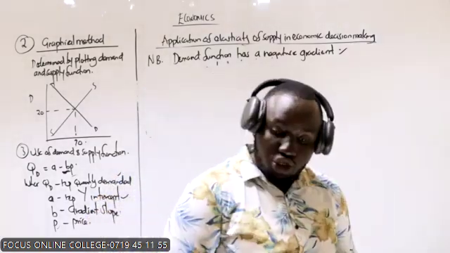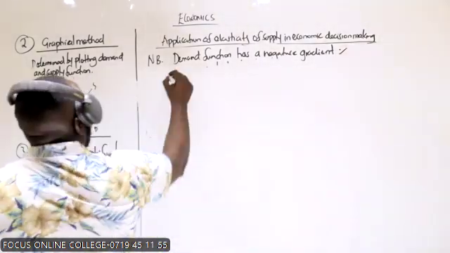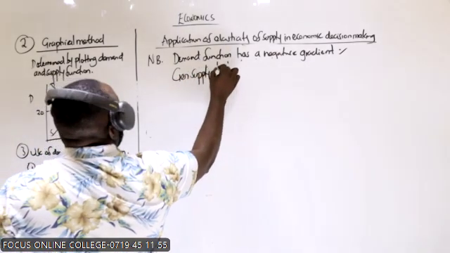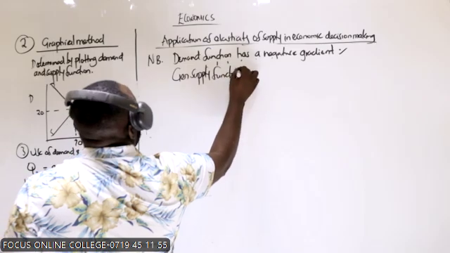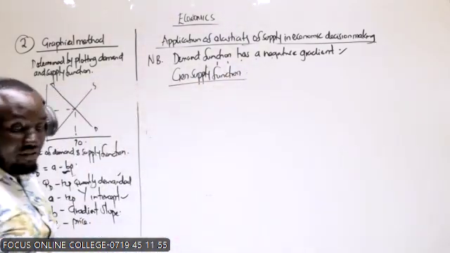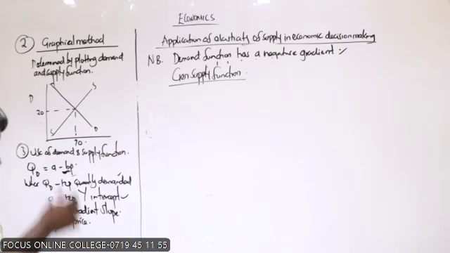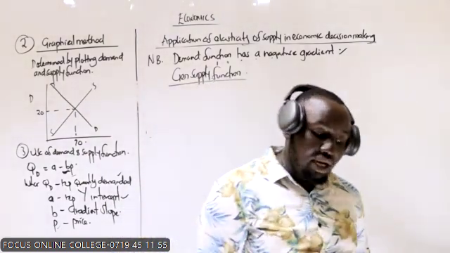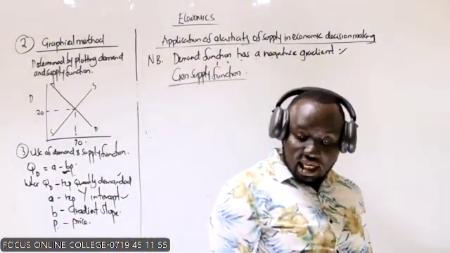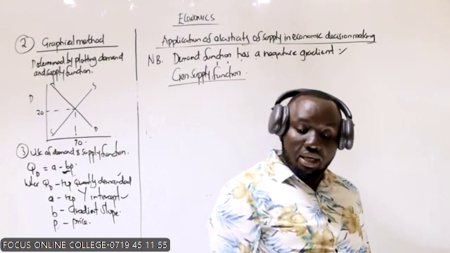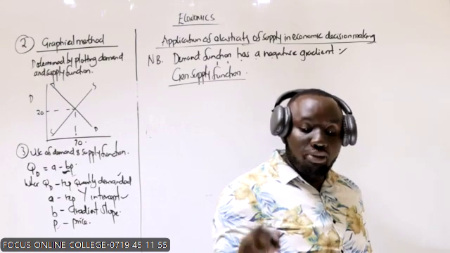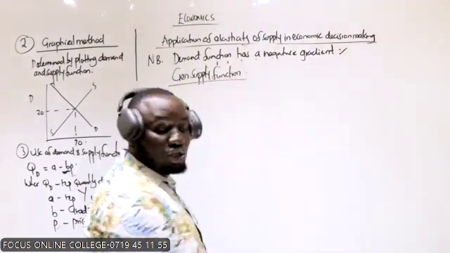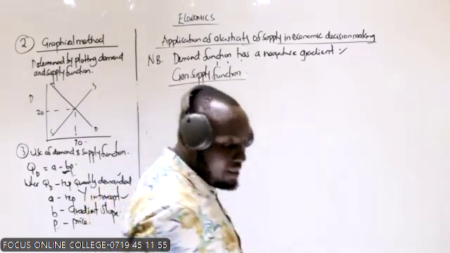I proceed to equation 2. We call it the general supply function. And on Saturday, I'm going to do the past paper, so make sure that you have the link. I'll be doing questions from the past paper on elasticity.